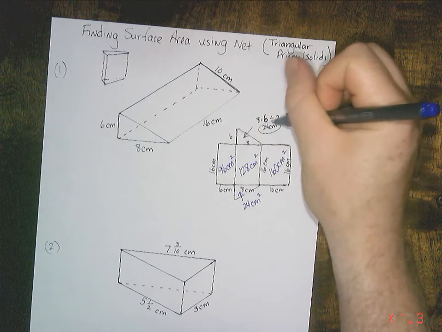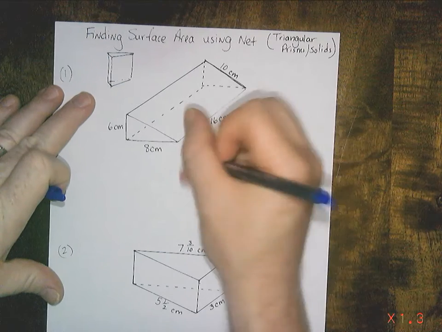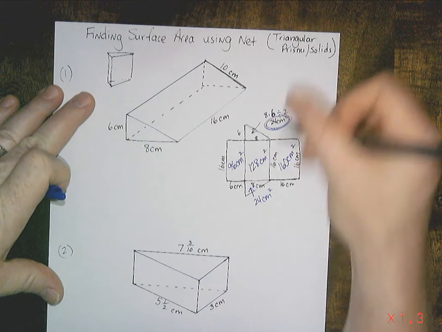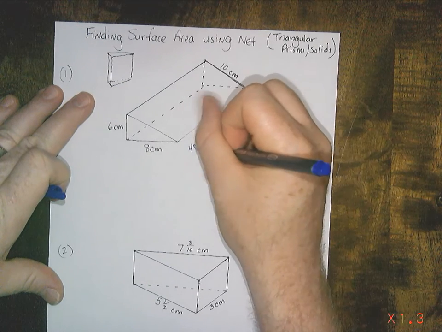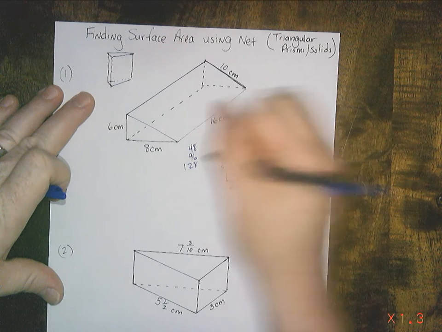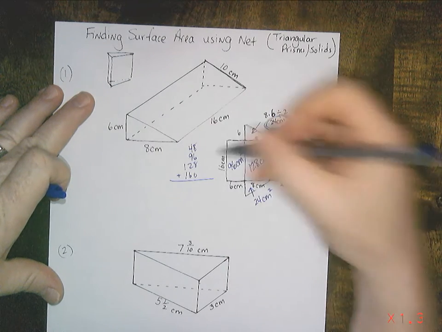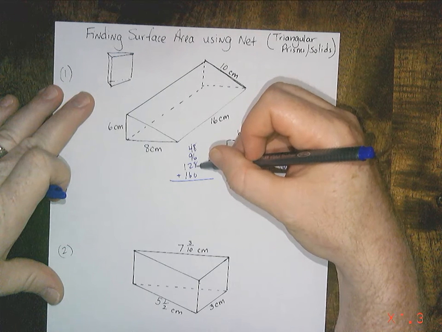Once you find the areas of each face of this prism, you're going to add them all up. So we take the two 24s, which are 48 in total, the 96, 128, 160. So we add them all up. So this is 14 plus 8 is 22.